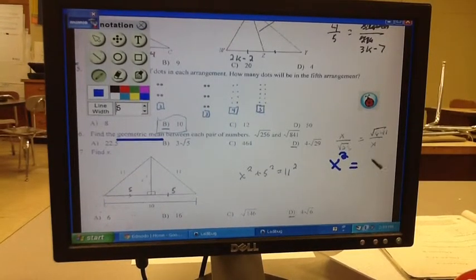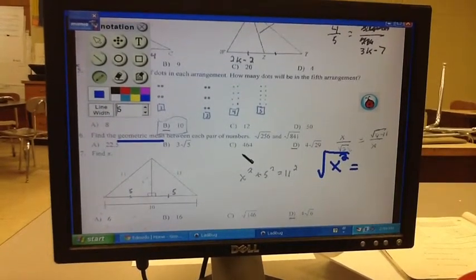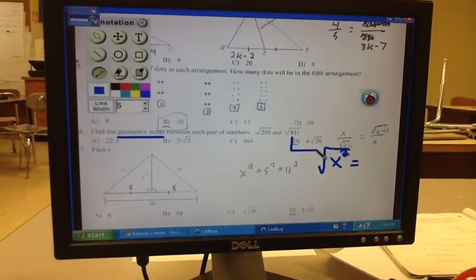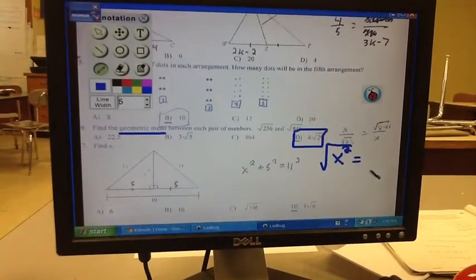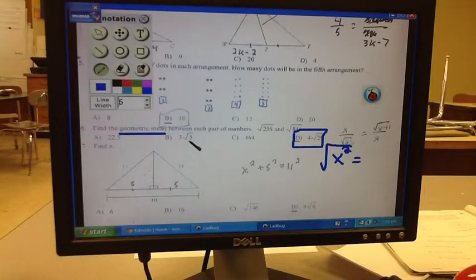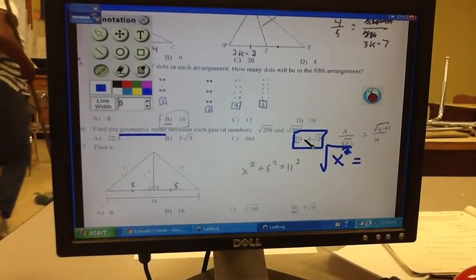And then you do that number times that number, and then take the square root of it to get that squared off. And we end up with D. If you do end up with a decimal, just put these as a decimal and the decimals will match up.